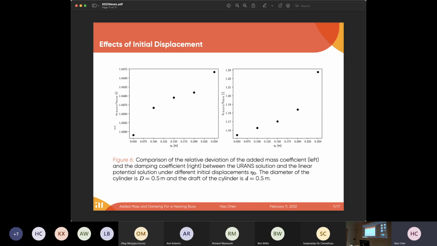So this is the effect of the initial displacement on the added mass and damping. The ratio again increases with the increase of the initial displacement. But again, the added mass is quite nicely predicted, and the maximum deviation is usually within 5%. But the damping coefficient reaches 25% if we further increase the initial displacement.